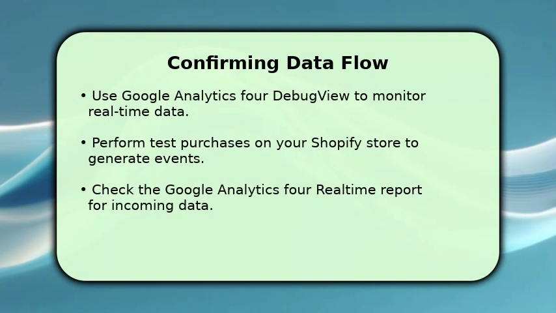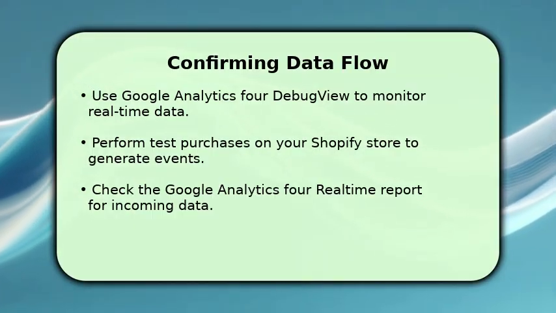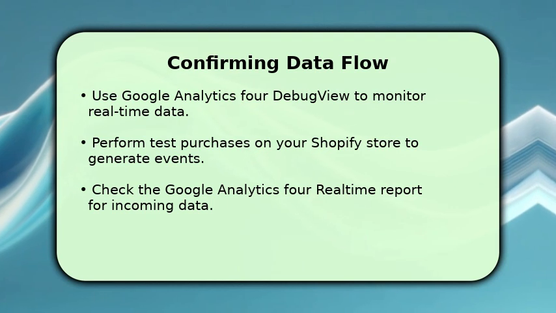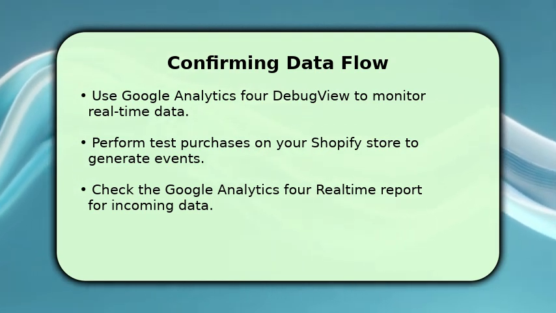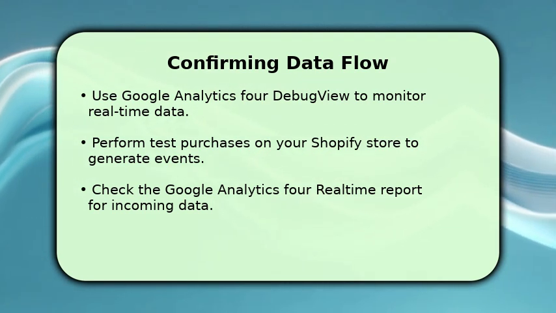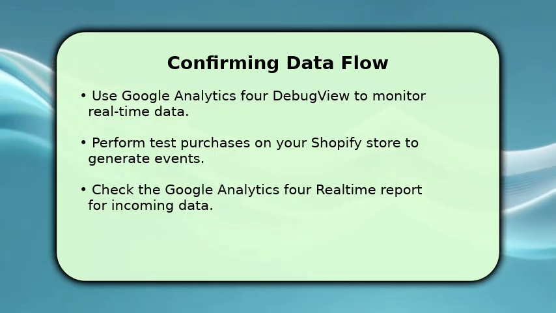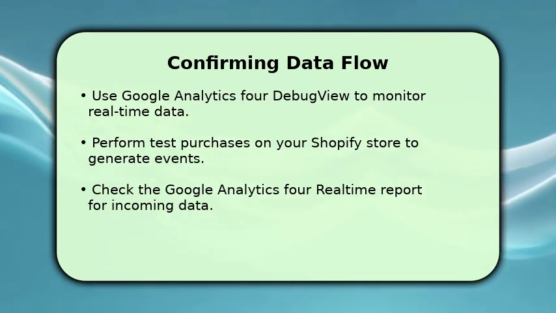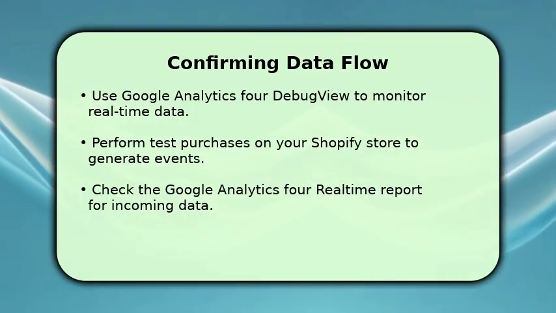To ensure everything is working correctly, it's vital to verify the data flow. Head over to Google Analytics 4 and utilize the Debug View feature. This allows you to see events as they happen in real time. A great way to test is by performing a few test purchases on your Shopify store. Then, check the Google Analytics 4 real-time report to confirm that these events, like page views and purchases, are successfully being sent and recorded.